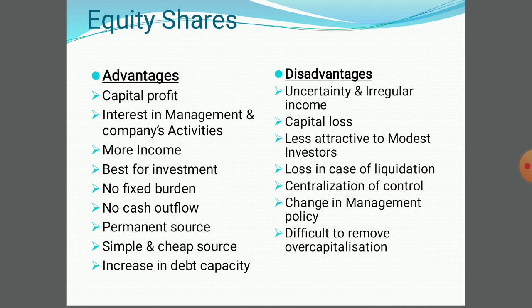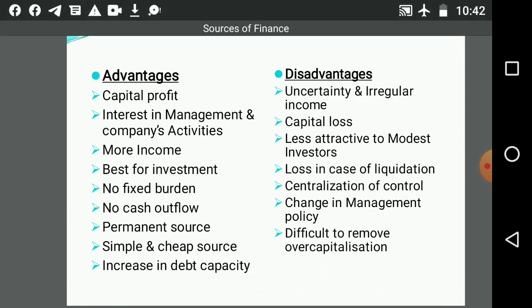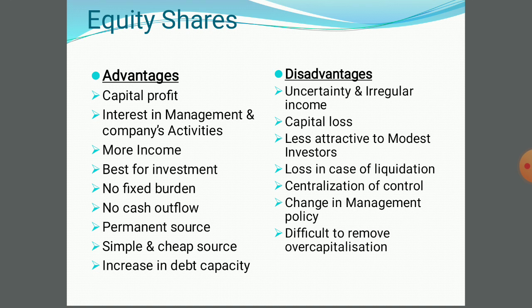Next is centralization of control. Now it is a disadvantage for the company, because as equity shareholders are the owners of the organization, they may interfere in the working of the management, they may take control of the organization, and they may change or alter the company policy, which is not good for the organization. And with the help of equity shares, it is difficult to remove overcapitalization.